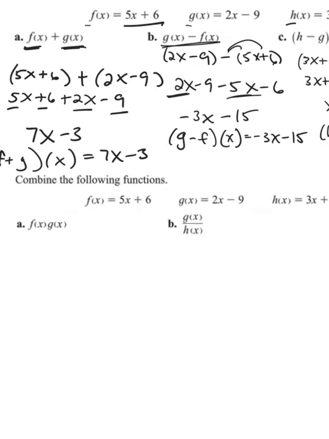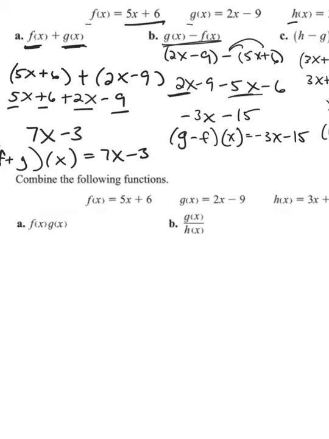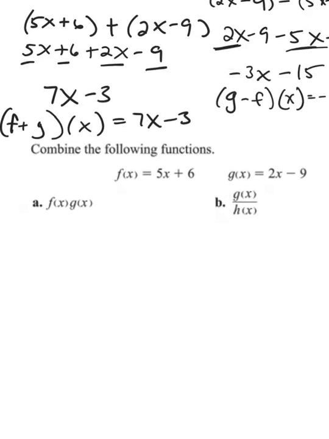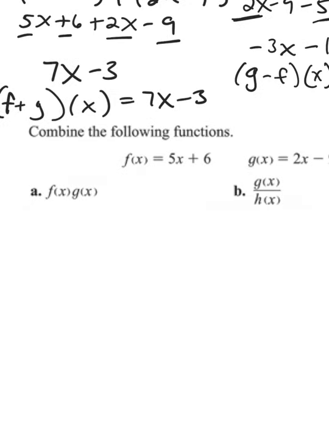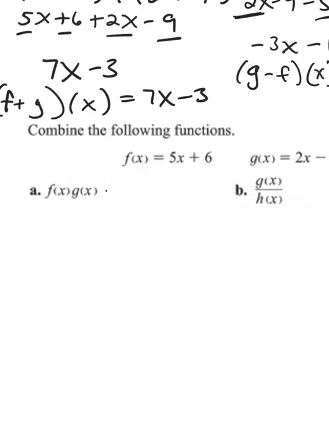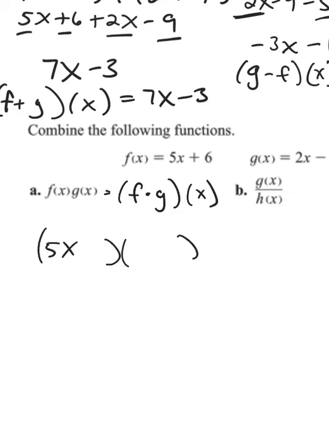What happens when you're in a situation where you're combining functions, but instead of adding or subtracting them, you're being asked to multiply or divide? So here, we have f of x times g of x. You can also write it like this, f times g of x. So I'm going to take my f of x and plug it into the first set of parentheses, and my g of x and plug it into the second set of parentheses.